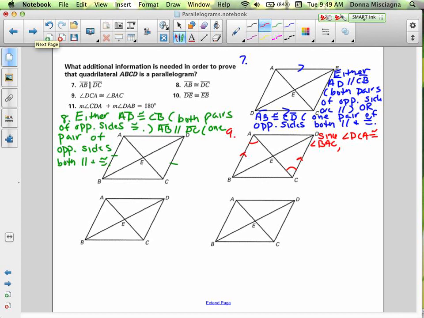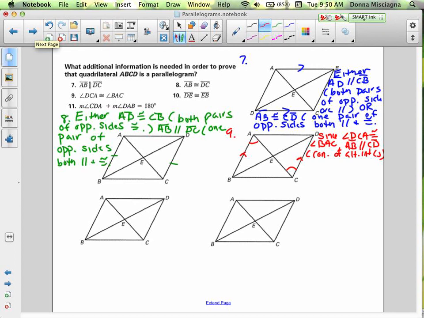So AB is parallel to CD, and that's because those angles are alternate interior angles. So we're going backwards. We're going from the angles being congruent to proving the sides parallel. That's the converse of alternate interior angles. Right? So what else would be needed? We need the other pair of sides parallel.